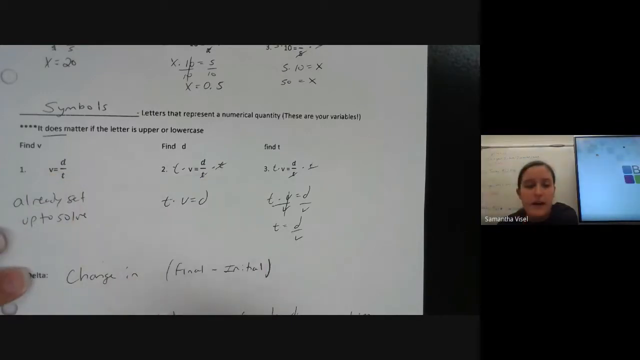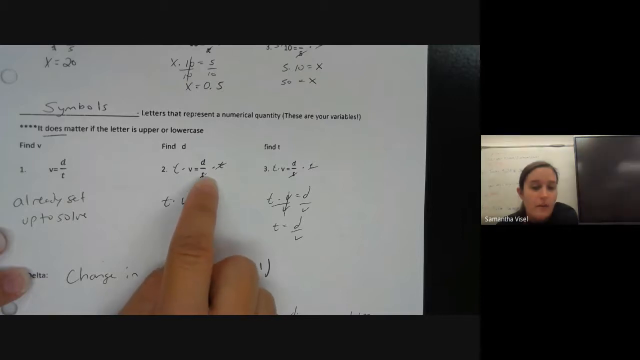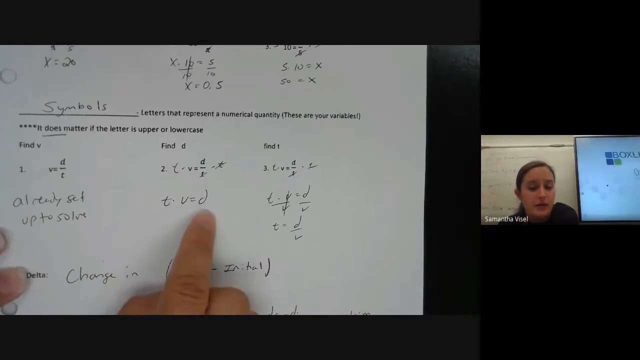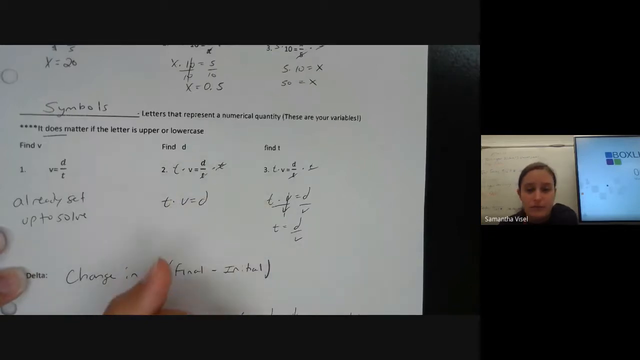If I wanted to find distance or displacement, so I want to get d by itself. d is my x. So right now it's being divided by t, so opposite of division is multiplication. So I would multiply t on both sides to get t times v equals d. Now d, or my x, is alone.